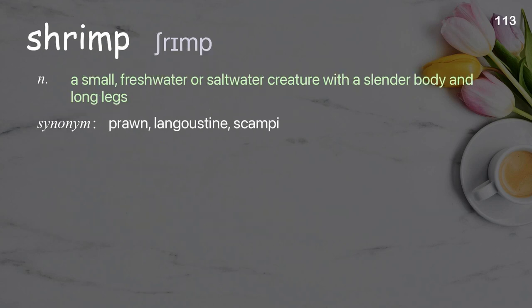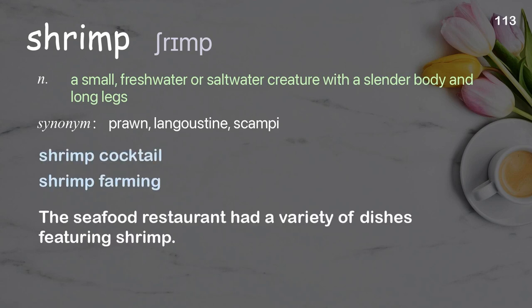Shrimp. A small, freshwater or saltwater creature with a slender body and long legs. Examples. Shrimp cocktail. Shrimp farming. The seafood restaurant had a variety of dishes featuring shrimp.